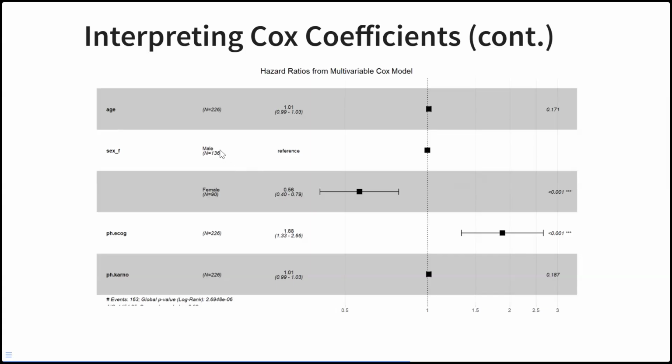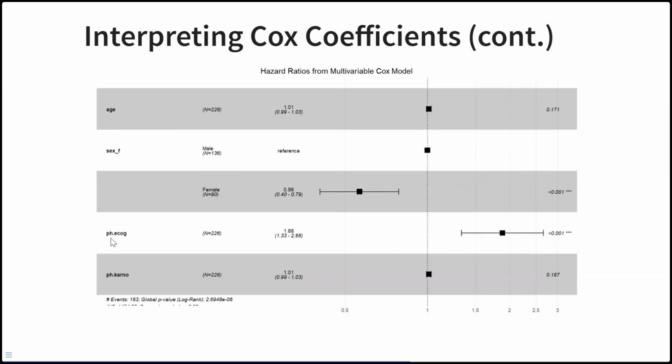Let's say, for example, we have treatment A, treatment B, treatment C. Treatment A is going to be your reference category, and you still interpret it the way I just did for male and female. So for treatment B, you look at what the hazard ratio is, you compare to the reference. Treatment C, you look at what the hazard ratio is, you compare to the reference.